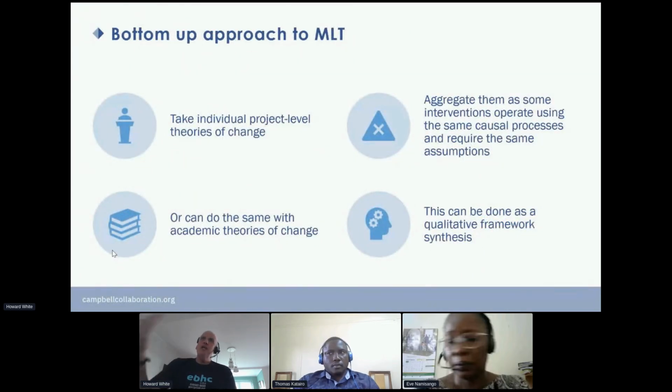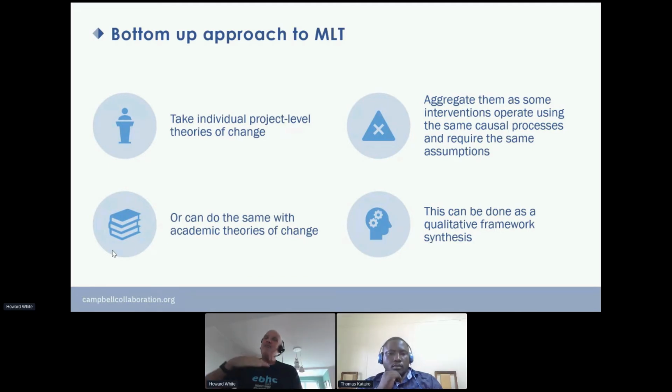And the bottom-up approach will say, take individual project-level theories of change and then aggregate them to identify the common causal processes or common assumptions that fall across those different projects. So you aggregate up the projects, or you could aggregate across academic theories of change to get a mid-level theory that encompasses all those different projects whose individual theories you've aggregated into mid-level theory. And this is the approach we're taking with the youth employment work we're doing that Thomas will speak about.